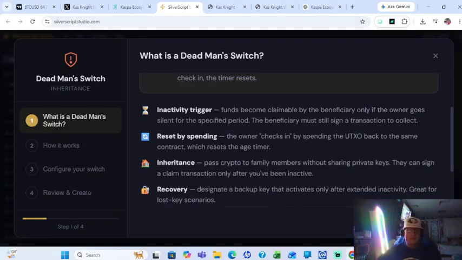But anyway, you can also use it for an inheritance. If you pass crypto to family members without sharing private keys, they can sign and claim the transaction only after you've been inactive. Like, I have a little niece. She's awesome. She's from a low income family. She's getting ready to go into school, and I think someday she's got potential.